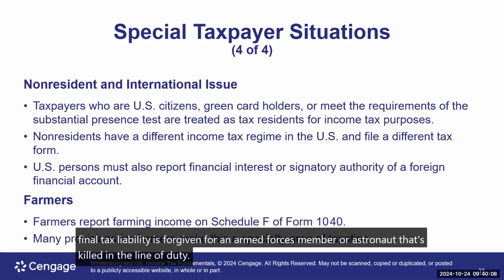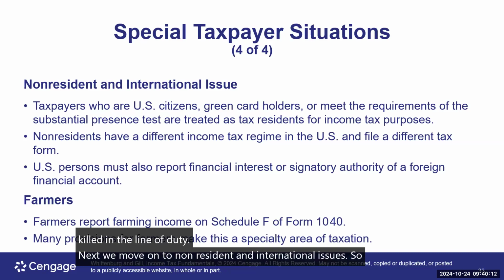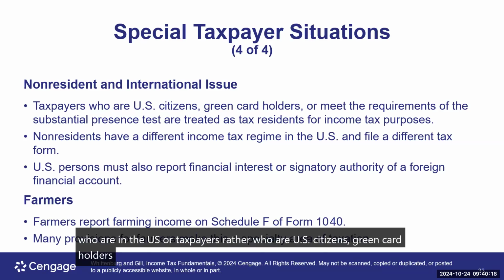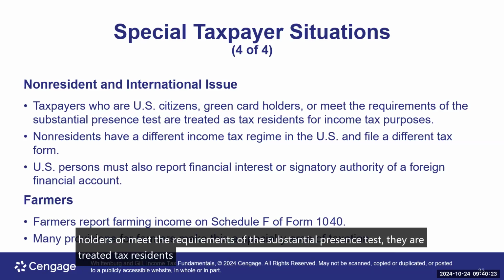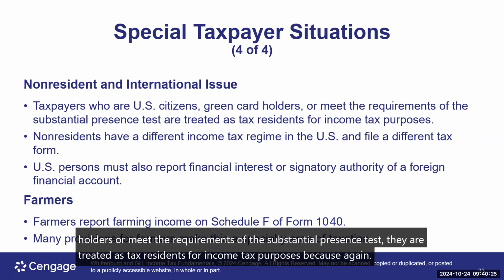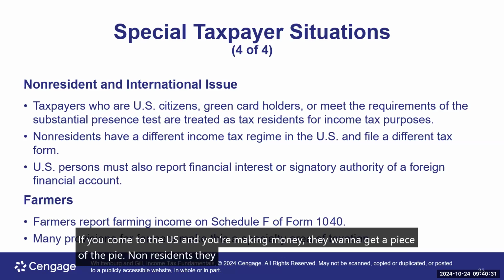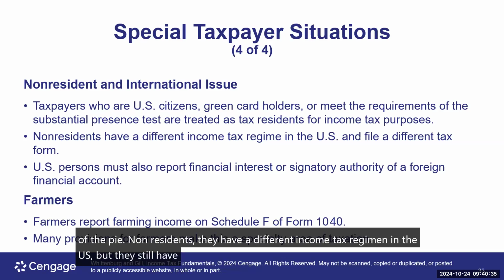Next, we move on to non-resident and international issues. So taxpayers who are U.S. citizens, green card holders, or meet the requirements of the substantial presence test, they are treated as tax residents for income tax purposes. Because again, if you come to the U.S. and you're making money, they want to get a piece of the pie. Non-residents, they have a different income tax regimen in the U.S., but they still have to file a tax form. It's called the Form 1040-NR.